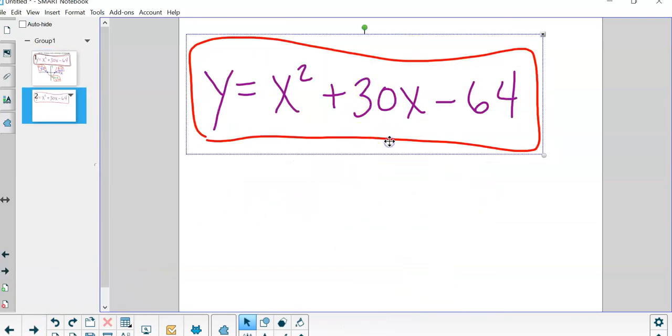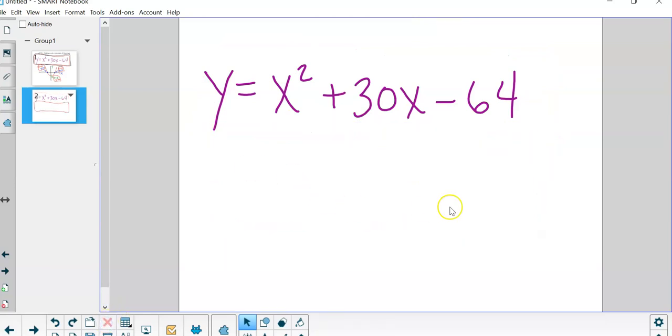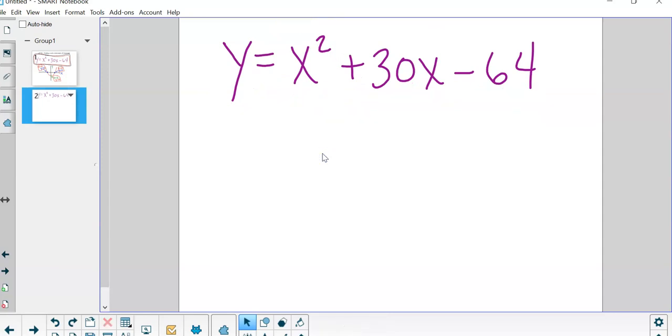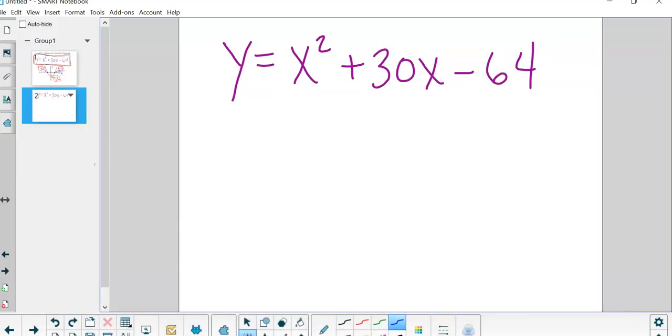I think we can go ahead and get rid of this. All right, so just like with the last topic, I'm going to be splitting this up into 2 different directions. I've given you 3 problems right here, 1, 2, and 3, and you'll notice that they all have leading coefficients of 1, which should make your factoring a little bit easier. And I'm going to split this up into 2 different directions.